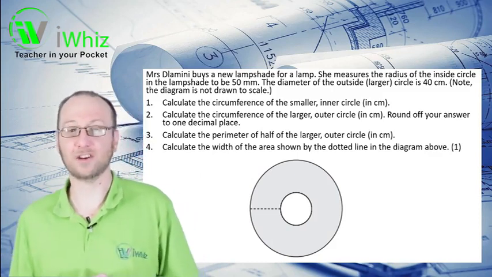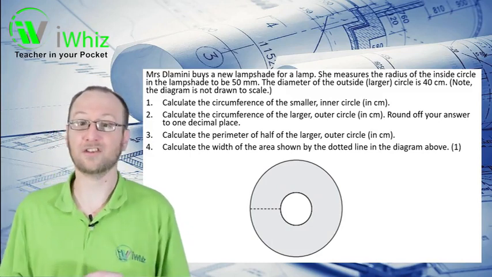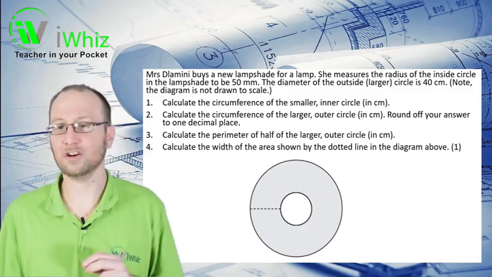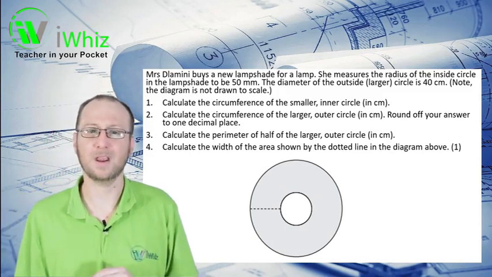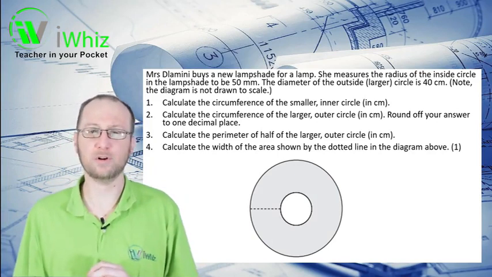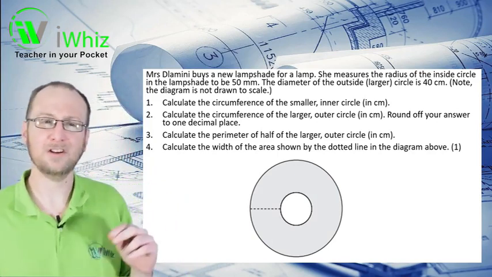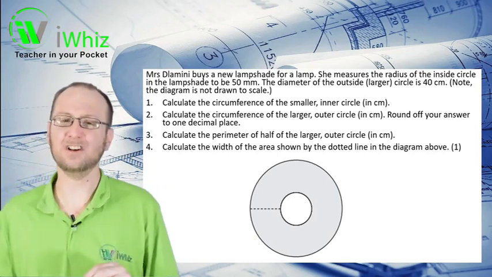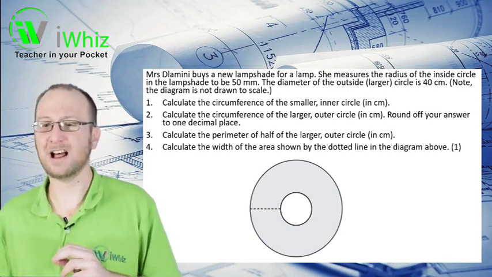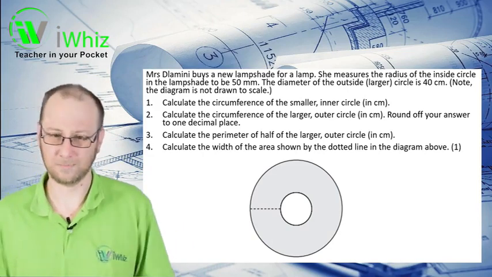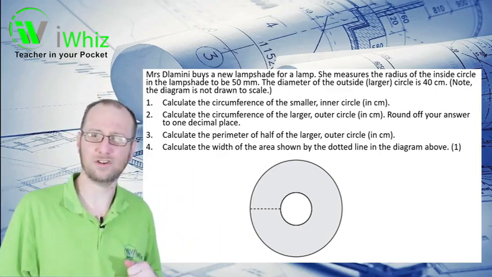Question 1, calculate the circumference of the smaller inner circle. Question 2, calculate the circumference of the larger outer circle in centimeters. Round off your answer to 1 decimal place. Number 3, calculate the perimeter of half of the larger outer circle. And number 4, calculate the width of the area shown by the dotted line in the diagram below. Okay, guys, let's get on to answering those 4 questions.